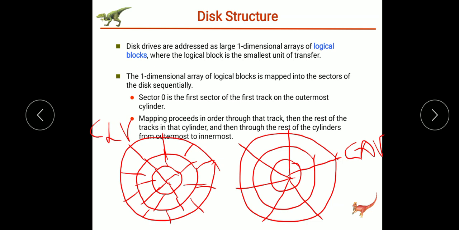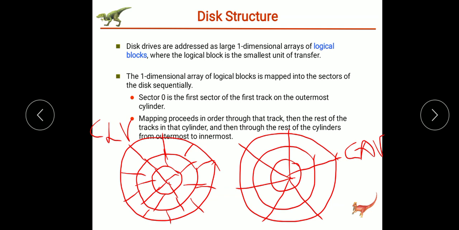Therefore, as we move from outer zones to inner zones, these are called zones, as we move from outermost zones to innermost zones, the number of sectors per track decreases. Obviously, right? Because the size of the track decreases as we move from outermost zone to innermost zone. That's why the number of sectors will also decrease, but the length will remain the same. So, this type of architecture is used in CD-ROMs or DVD-ROMs. And the second type is constant angular velocity, that is CAV.